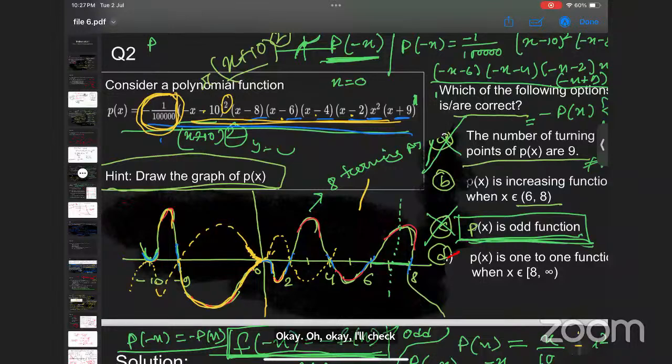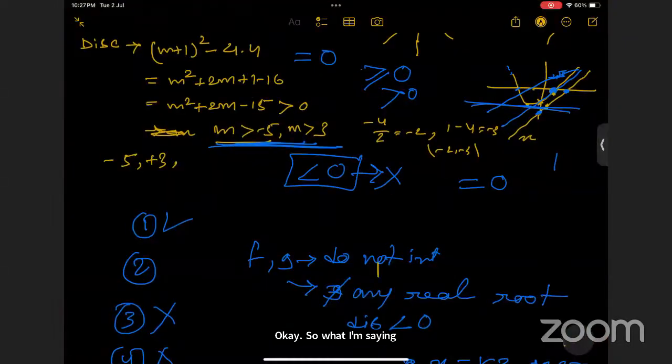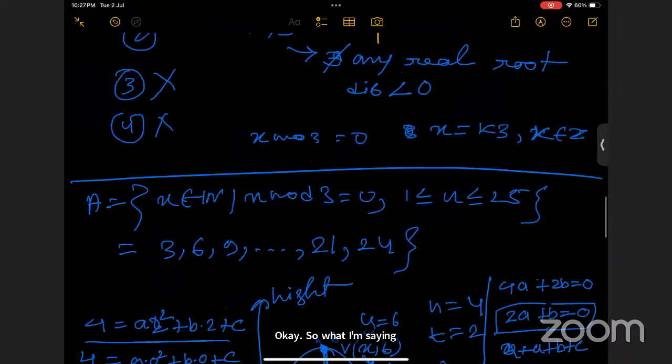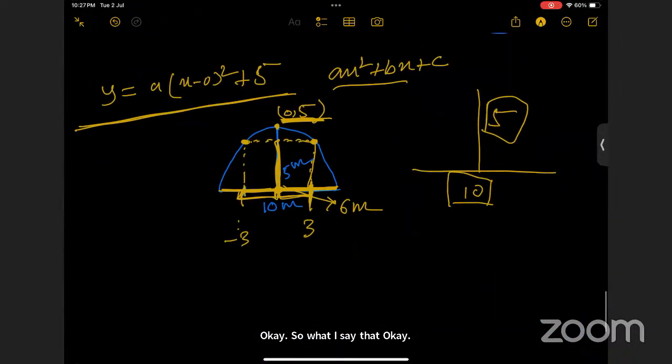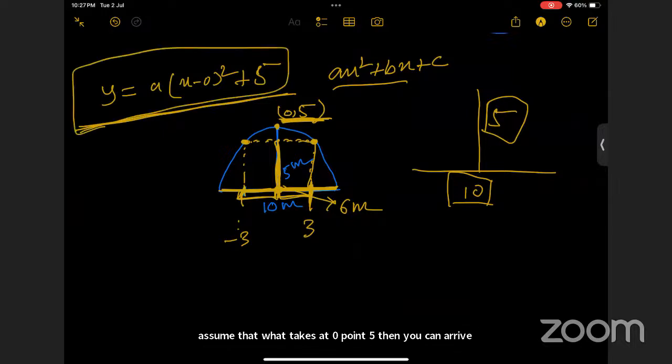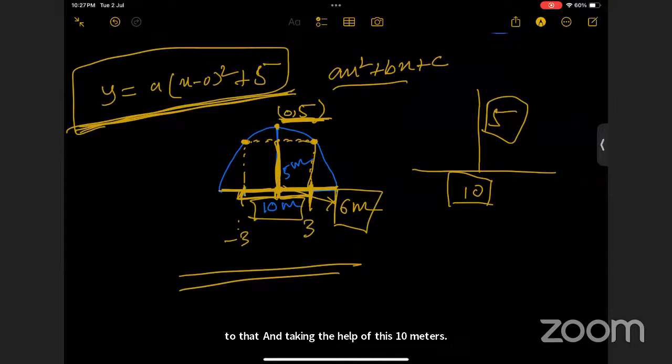Ma'am, can you please explain again the approach of that gateway problem? Okay. So what I'm saying is that you can take the middle point as the origin, and then assume that the vertex is at 0.5. Then you can arrive at that kind of equation, and taking help of this 10 meters and the 6 meters, you can find the equation, and then find the coordinates of these points. Then from here, if we find these 2 points, you can find the height.